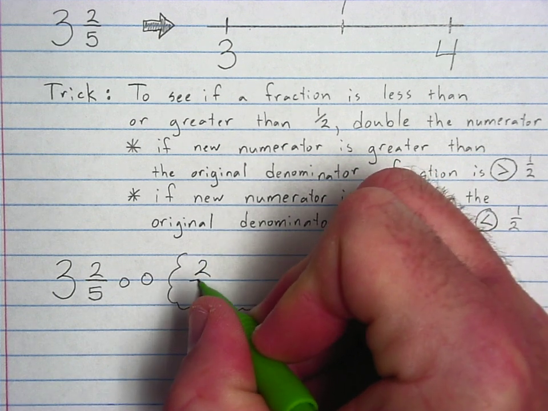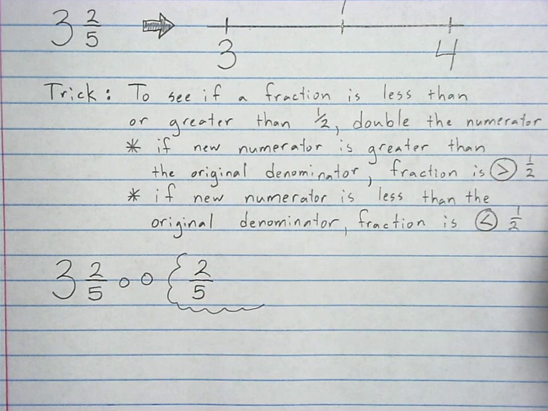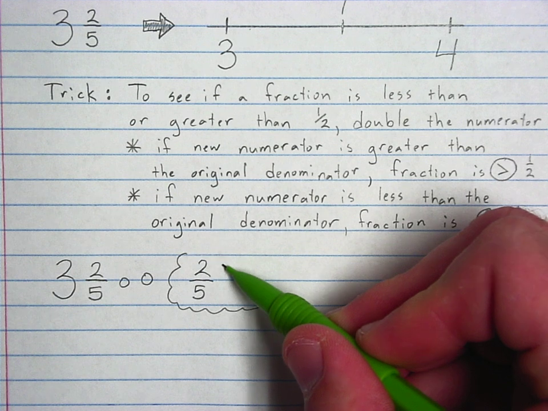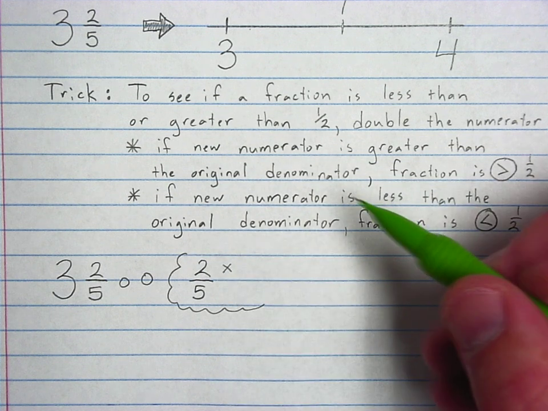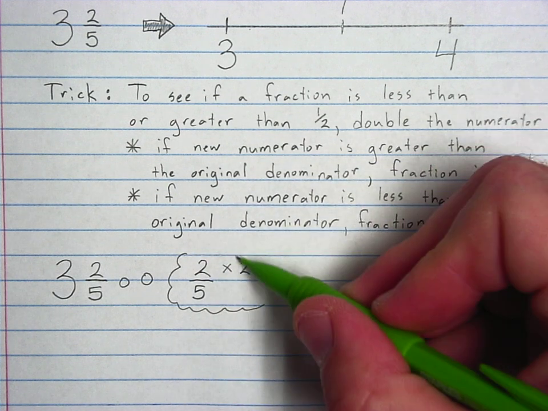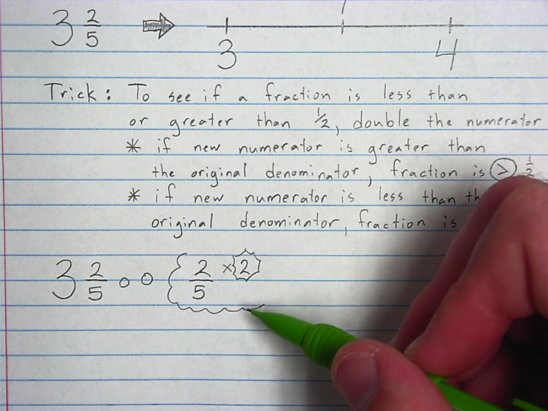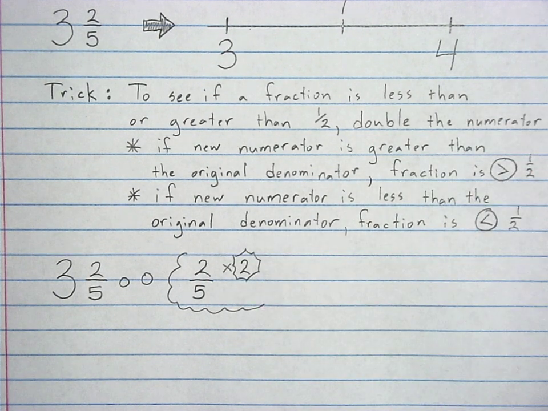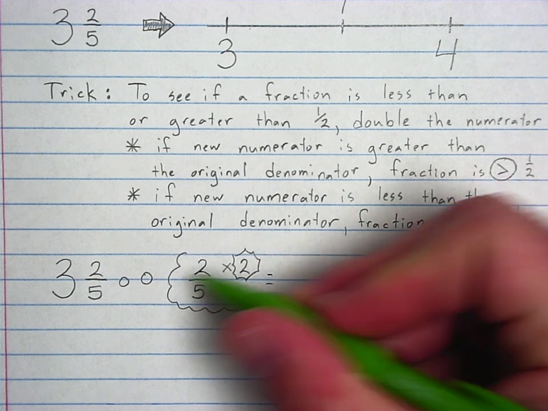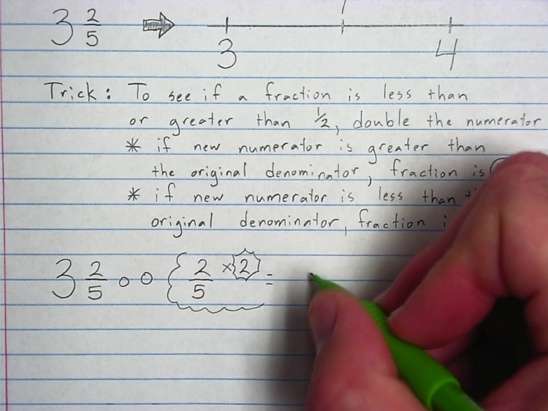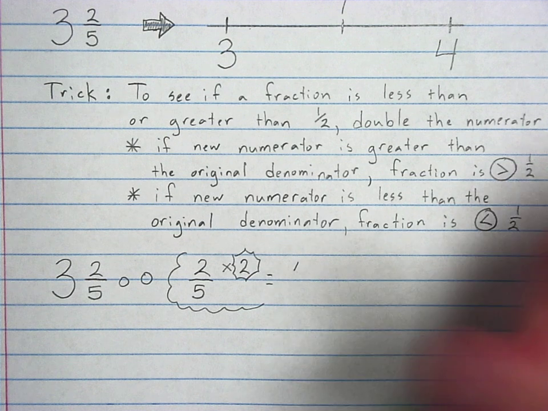numerator is 2. I am going to double the numerator. Now, I know it's kind of weird. Normally, I'm always yelling at you, do both, do both, do both. But this is just for rounding. You don't have to do both. You're just going to say, what is 2 times 2? 4. Come on.